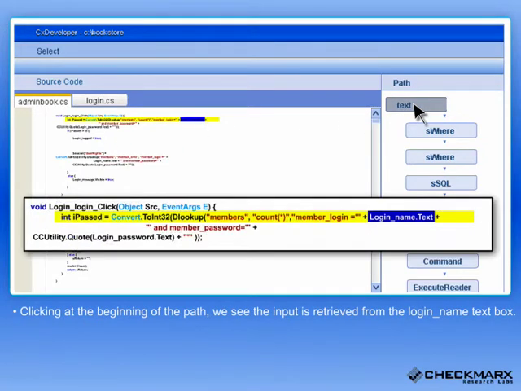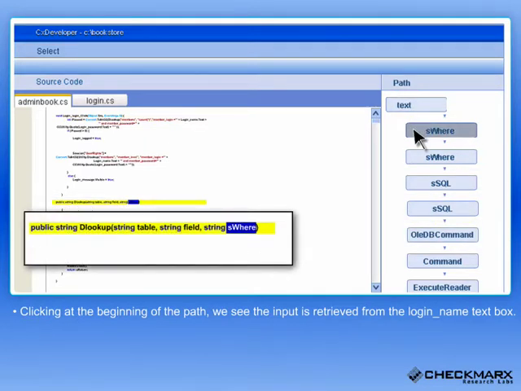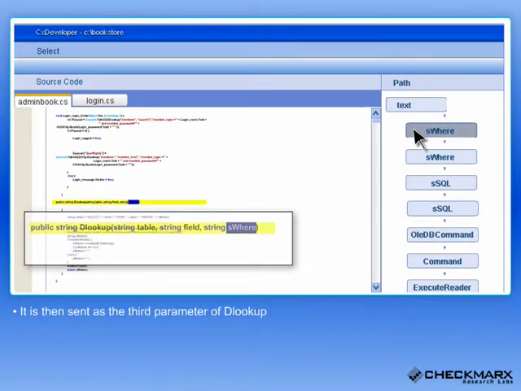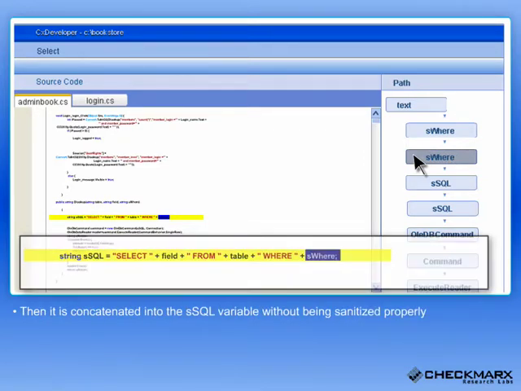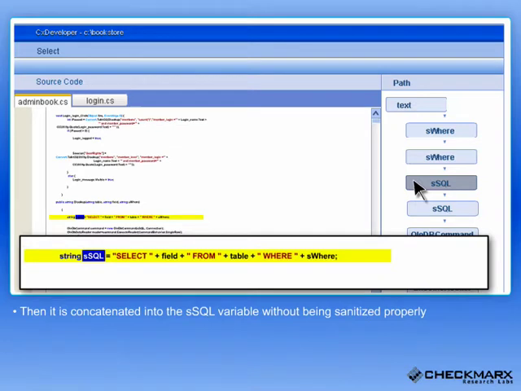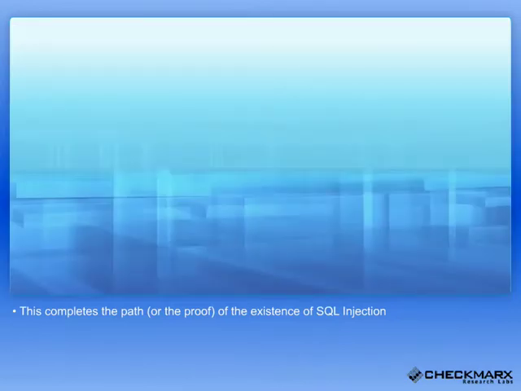Clicking at the beginning of the path, we see the input is retrieved from the login name text box. It is then sent as a third parameter of DLOOKUP. Then it is concatenated into the SQL variable without being sanitized properly. This completes the path, or the proof, of the existence of SQL injection.